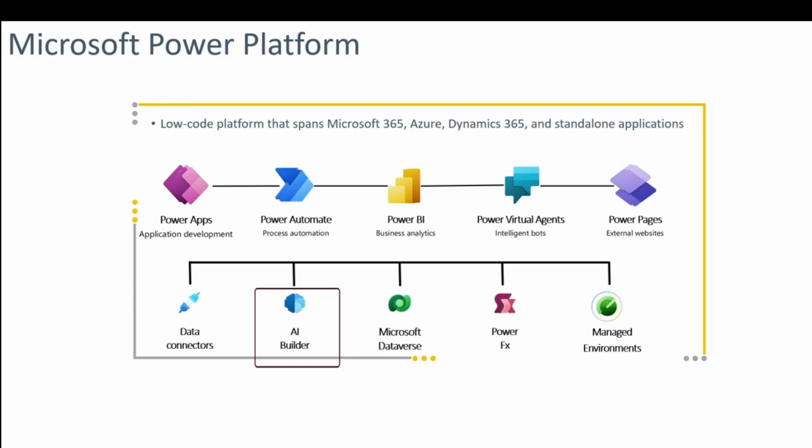Another one is AI Builder. AI Builder helps to build AI-driven functionality into Power Apps and Power Automate. For example, invoice processing or form processing, text classification, sentiment analysis, object detection, OCR. There are many AI technologies built into the Power Platform.